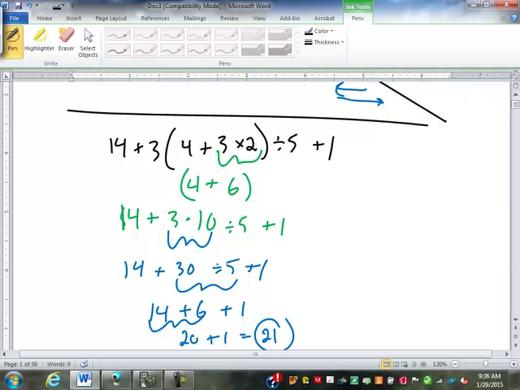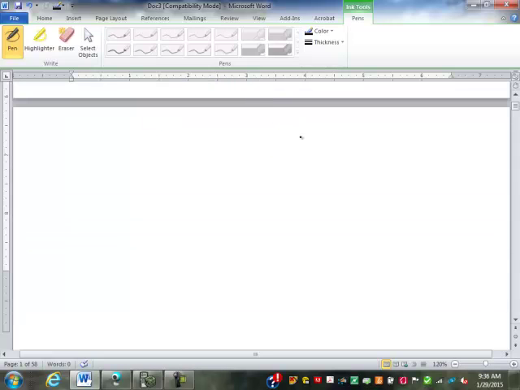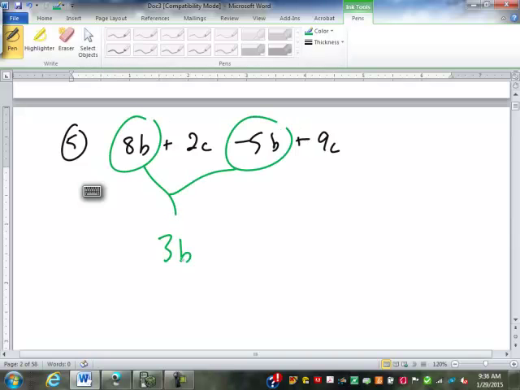Any others on 1 through 4? Okay, 5 through 8. I think I probably just will do all of those. Number 5. So we have 8b plus 2c minus 5b plus 9c. So we have the 8b and the negative 5b make 3b. 2 and 9 make 11c. It's a positive 11, so plus 11c.